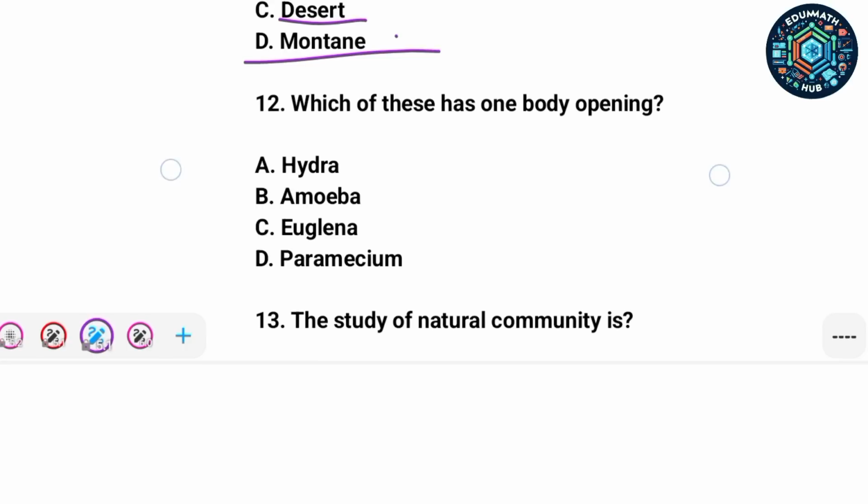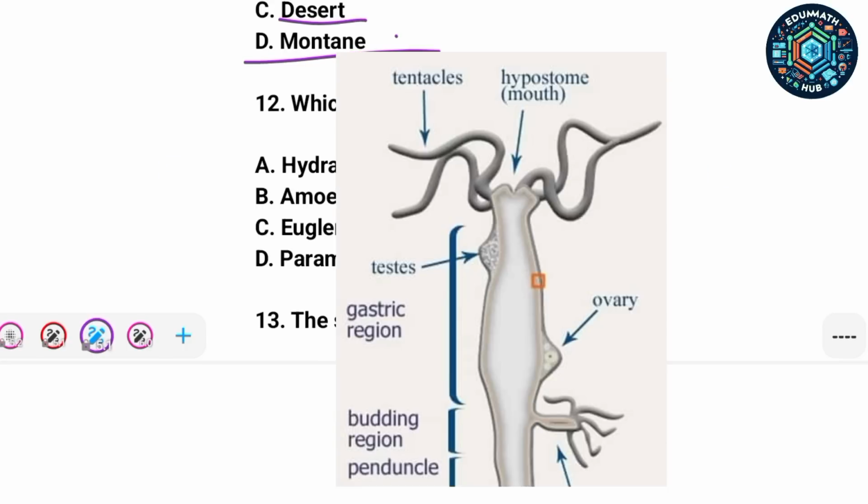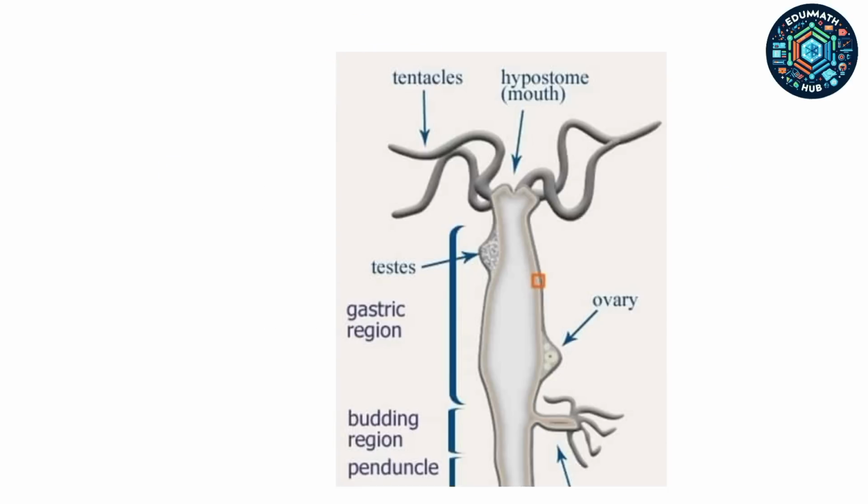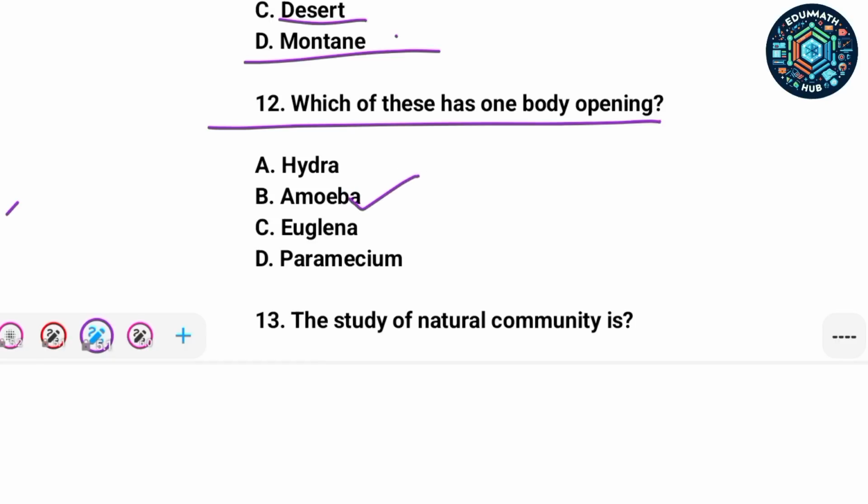Which of these has one body opening? One body opening. So the body opening has to do with maybe the mouth or the anus. In amoeba, there's no opening at all. There's no opening in the glanna, and there's no opening in paramecium. So that means the only answer is hydra.